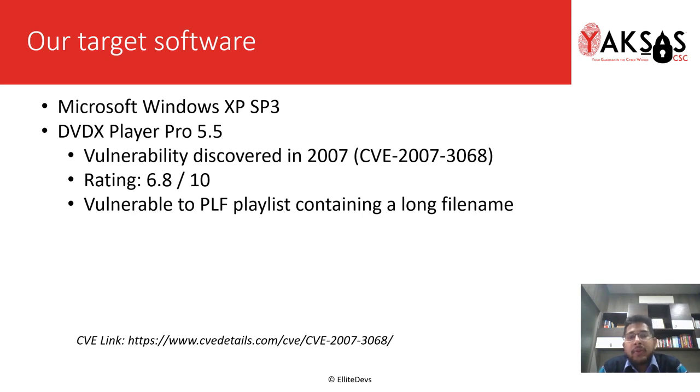Our target software is Microsoft Windows XP SP3. I'll be running it as a VM, and our target application on Windows is DVDX Player Pro 5.5. This version of DVDX Player is vulnerable to a PLF playlist containing a long file name, and this file name triggers a buffer overflow vulnerability in this application that overwrites the SEH. This vulnerability was discovered in 2007 and it was given a rating of 6.8 out of 10 by the CVE Mitre initiative. You can check out the link below for more details on the CVE. So let's move to the lab.